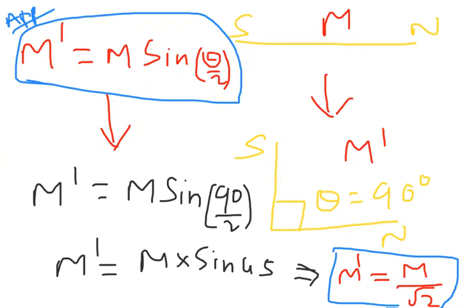So this is one important application: the magnetic moment when bent at midpoint. First magnetic moment is M. Now the magnetic moment is m dash. M dash is nothing but M sine of theta by 2.